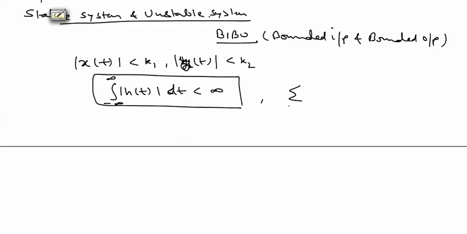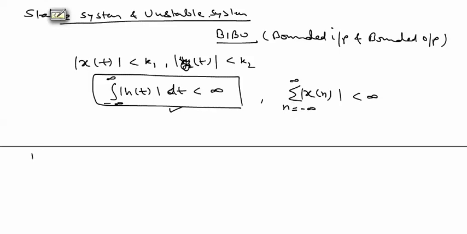For discrete, we can also write the summation of h(n) is finite. We can check system stability through this idea if the impulse response is given to us. Otherwise, we apply a bounded input on the system, and if we get a bounded output, then the system is stable, otherwise not.